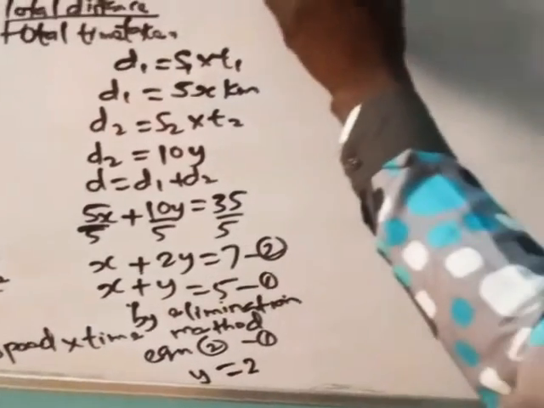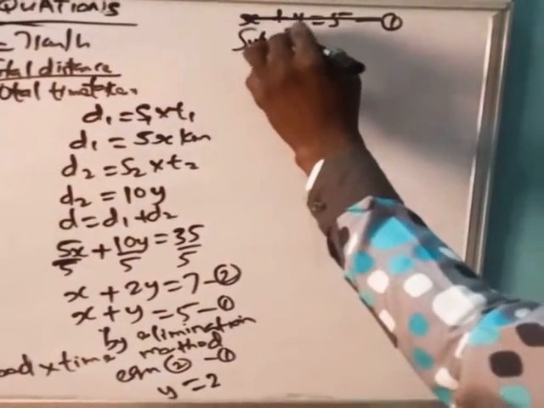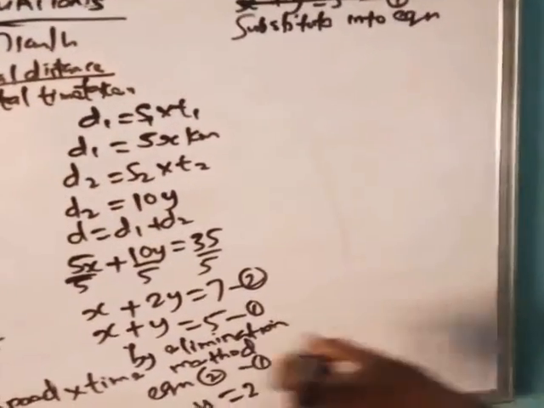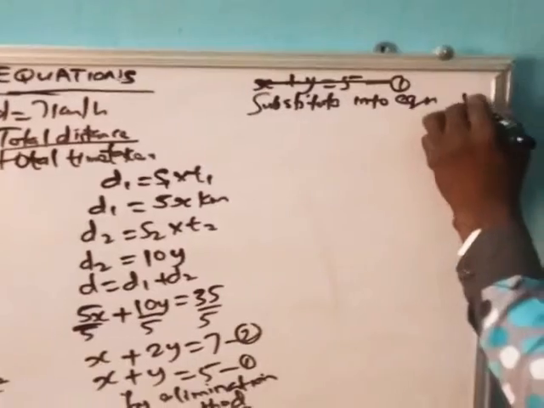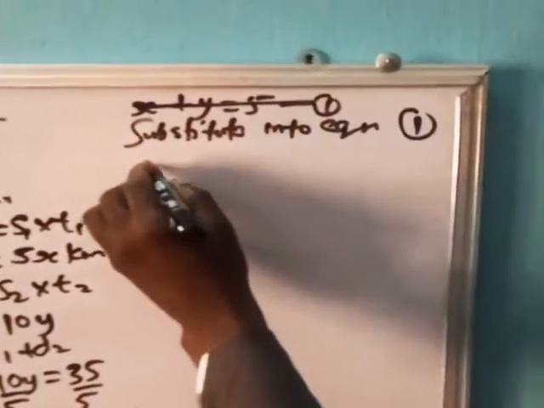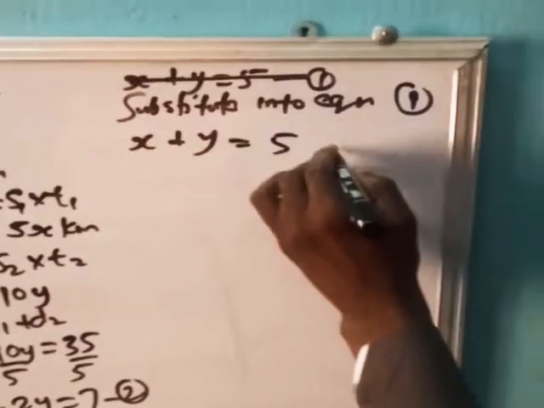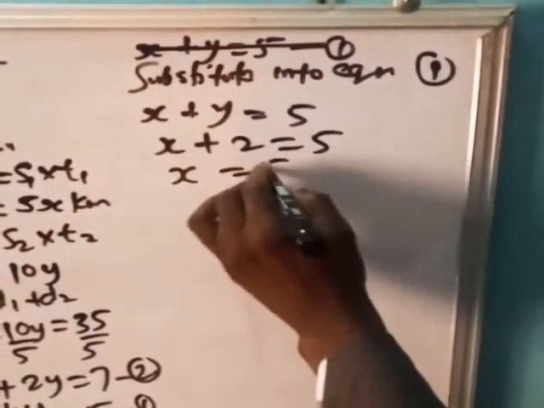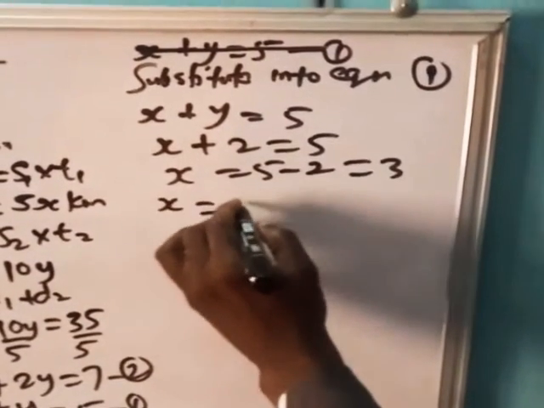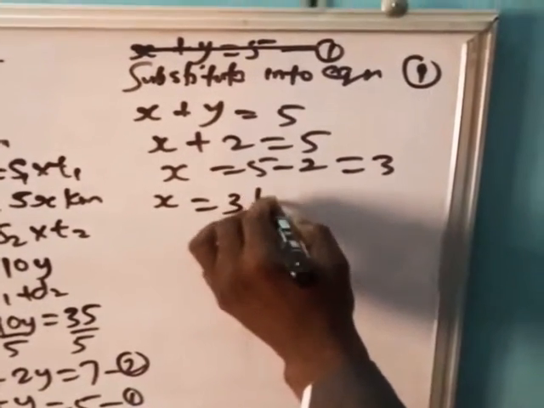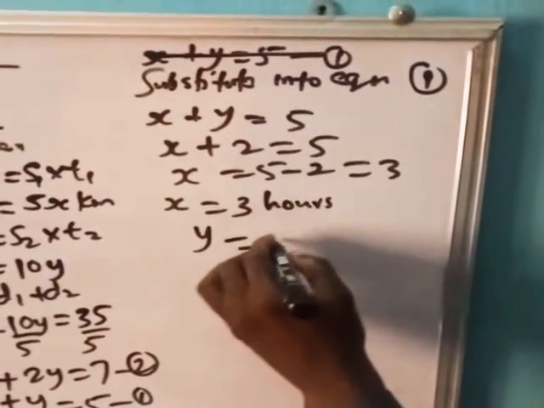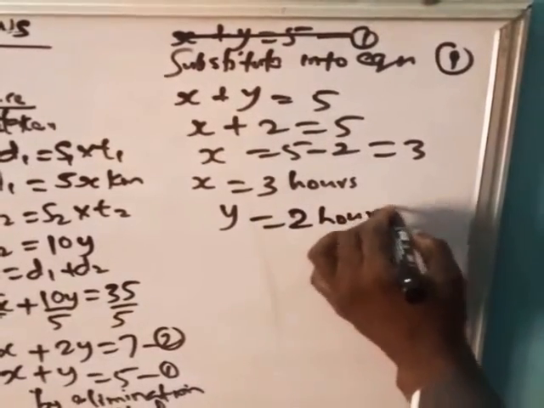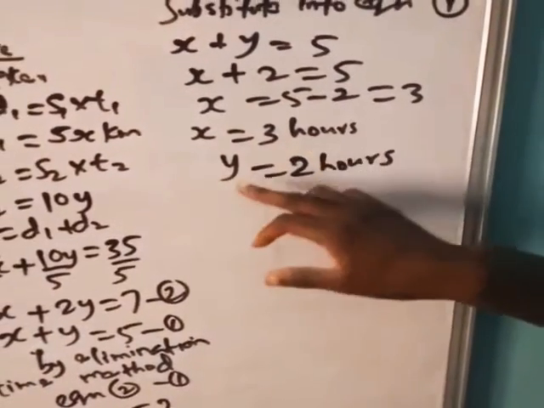So we substitute this into any equation. So I'm going to use equation 1. Equation 1 is more convenient for me. So equation 1 says x plus y is equal to 5. So we have what? y is 2. So x is 5 minus 2, which is 3. So x is 3 hours and y is 2 hours.